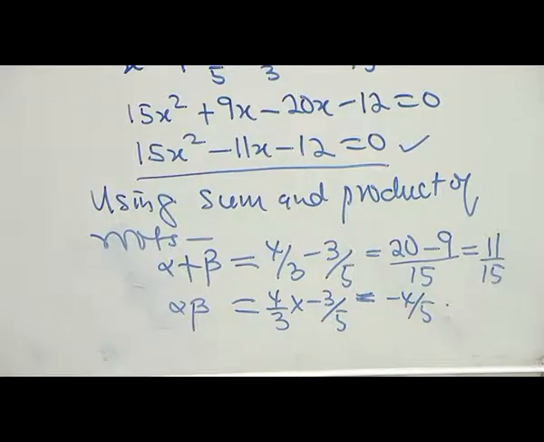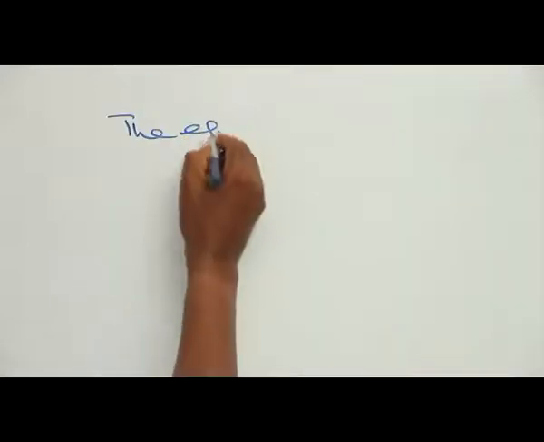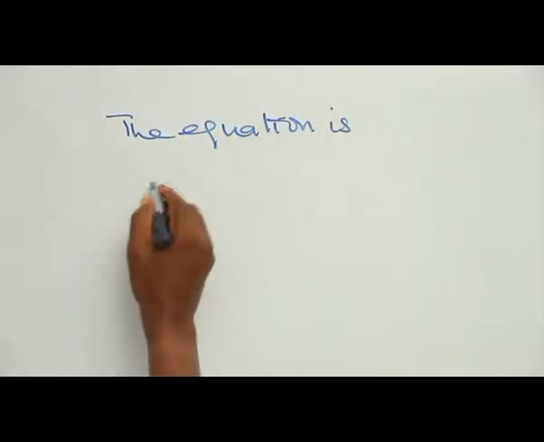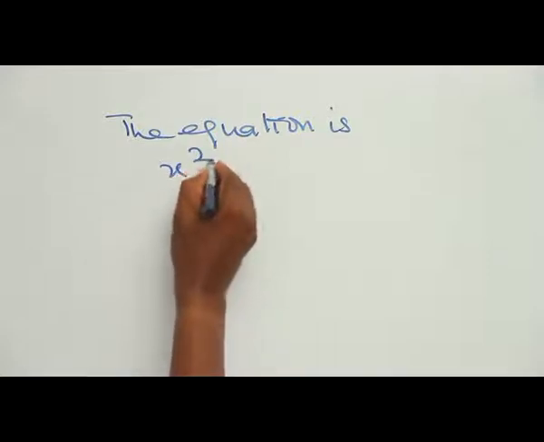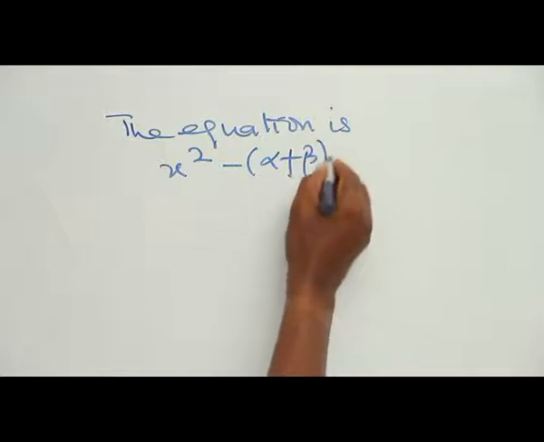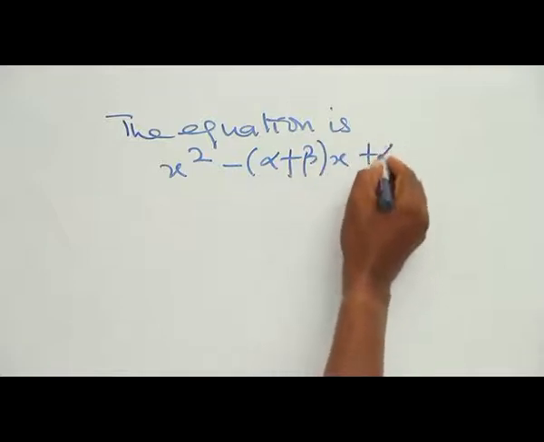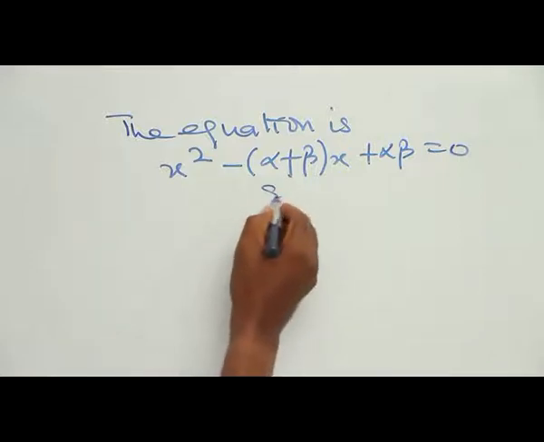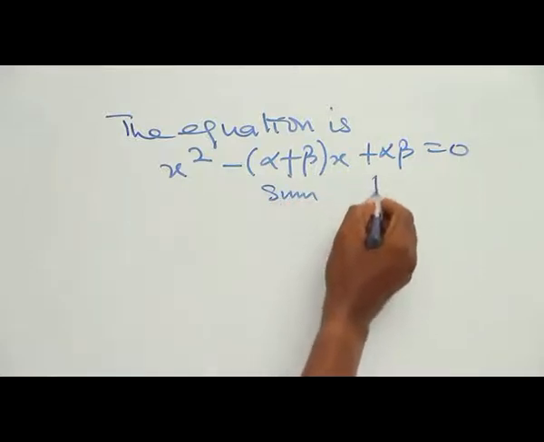We are now going to write the equation. The equation is s squared minus alpha plus beta times s plus alpha times beta equal to 0. This is the sum and this is the product.